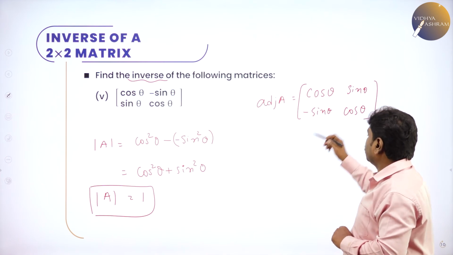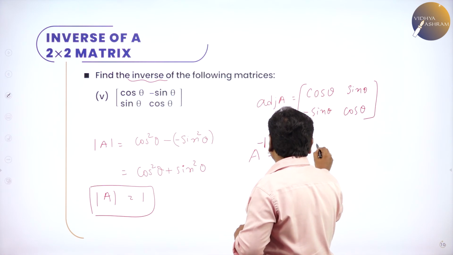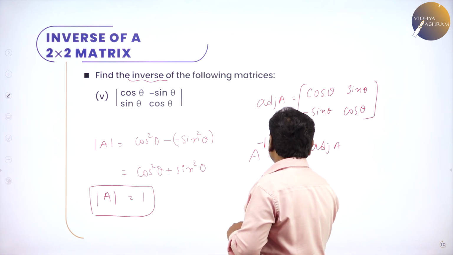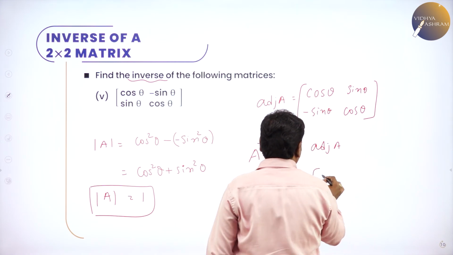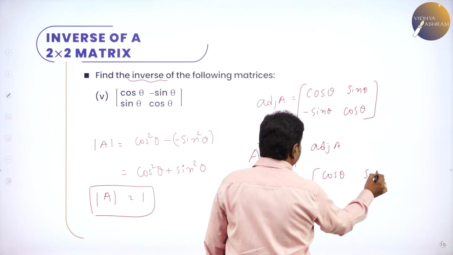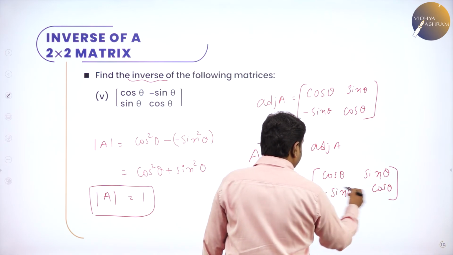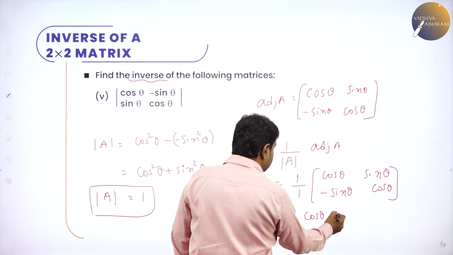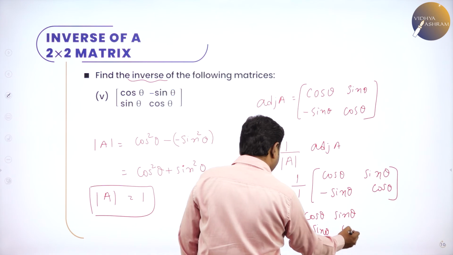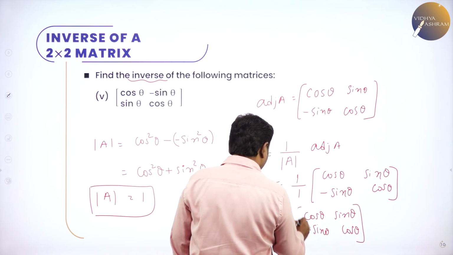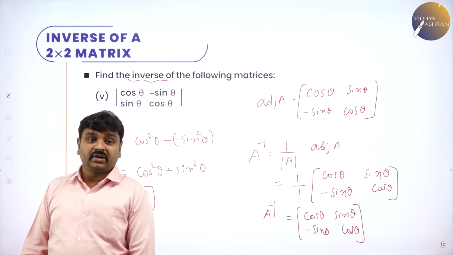Now we got adjoint. Now what is the A inverse formula? What is A inverse? 1 by determinant A into adjoint A. That is 1 by, what is determinant A we have? Determinant A value is 1 into adjoint A, which is what? Cos theta, sin theta, minus sin theta, cos theta. Now multiply 1 to each element. So it will become cos theta, sin theta, minus sin theta, cos theta. Now we got A inverse. I hope all of you understood how to find inverse. So now I taught you how to find inverse.